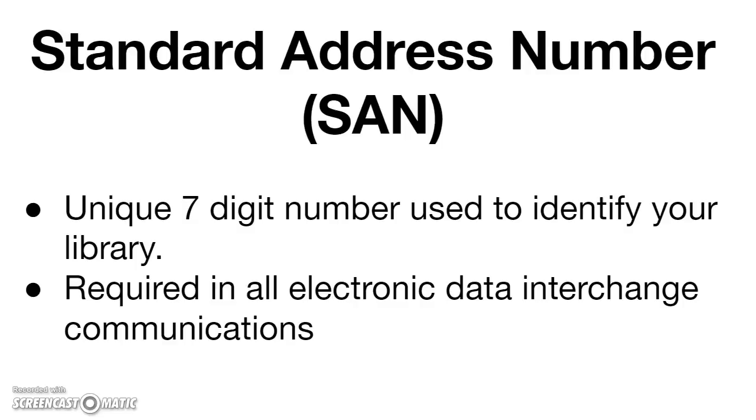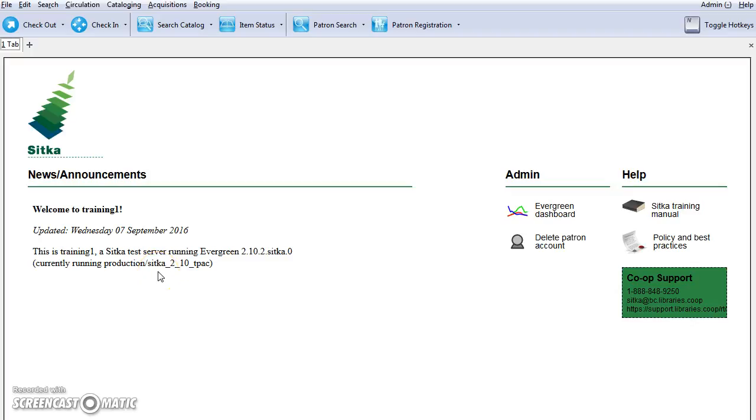For EDI to work, your library must have a SAN, and each of your providers must supply you with their SAN. A standard address number is a unique 7-digit number that identifies your library. Please contact support if your library does not already have a SAN. When you first get your SAN, you will need to add it under your library's organizational unit settings. This only needs to be done once per library.